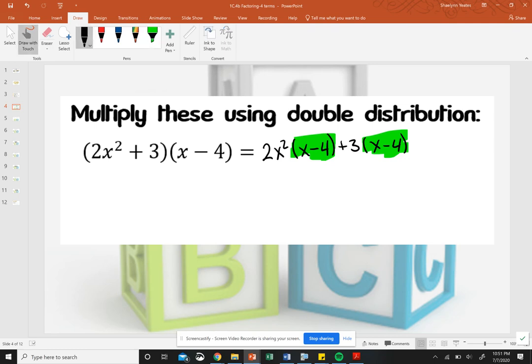So now if I actually multiply these in, I get 2x cubed minus 8x squared plus 3x minus 12. And you'll notice I have nothing to nicely combine because there's no like terms. So this is the final product of multiplying them. What we're going to be doing today is undoing that multiplication over and over and over again.